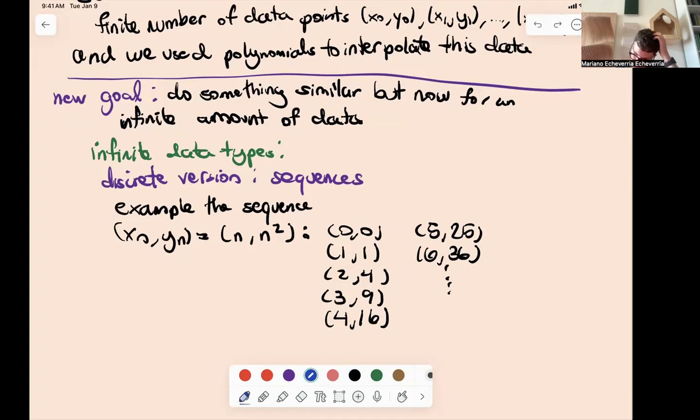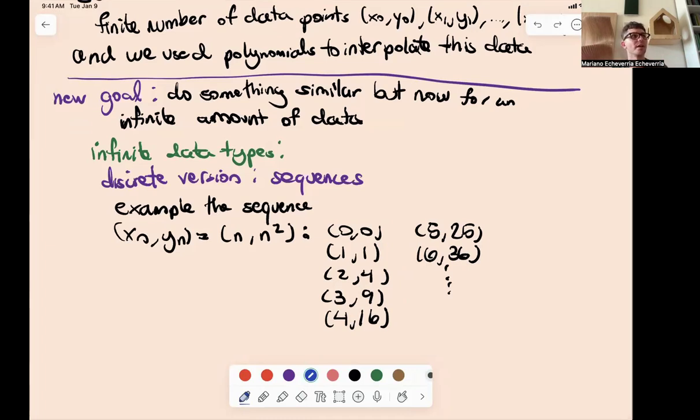Of course, usually you just list them maybe horizontally if you wanted to, but from that perspective, when you think about a sequence, it is an infinite list of numbers or of data points.